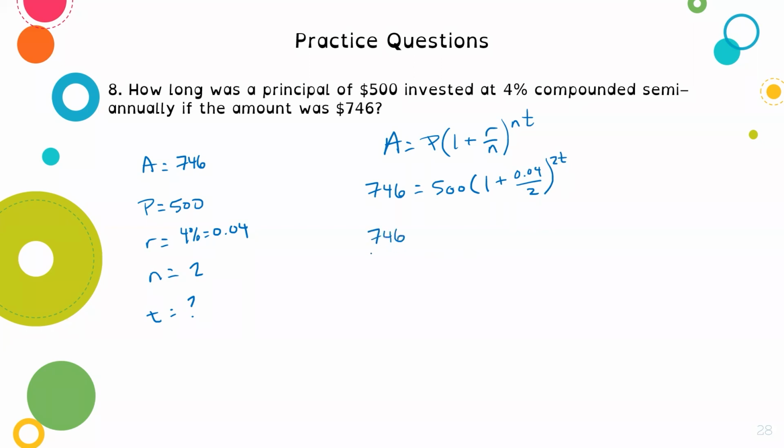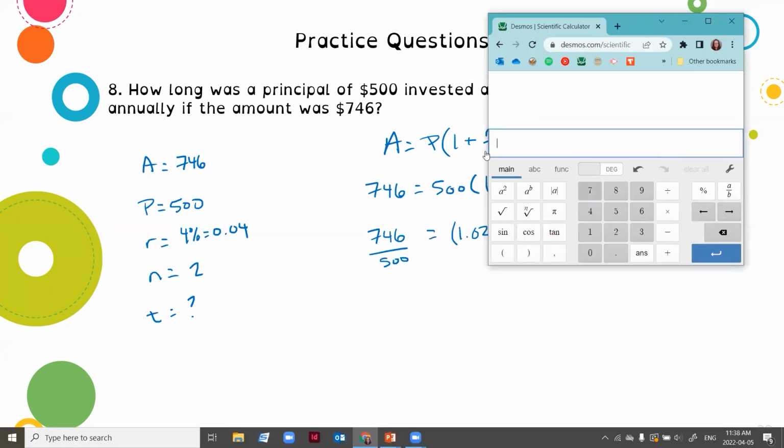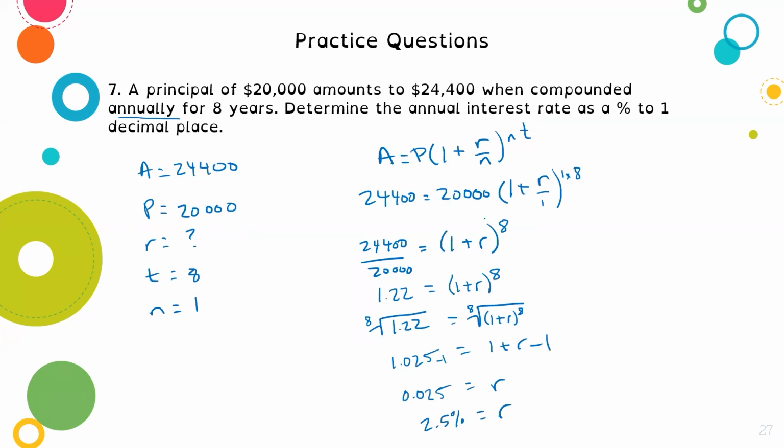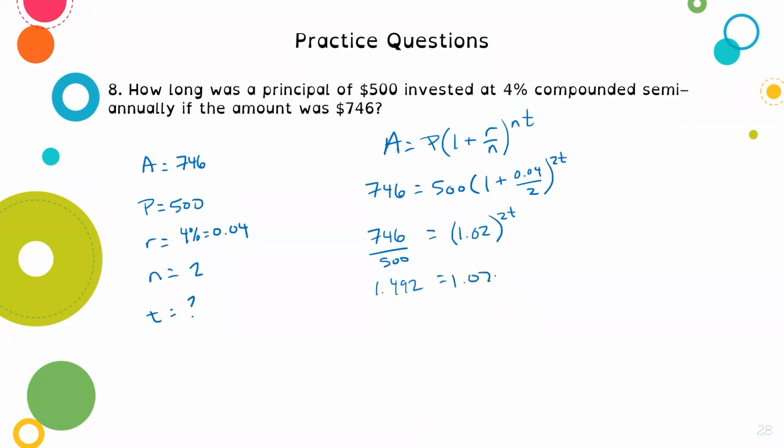So again, we do 746 divided by 500. We're trying to isolate for t. So then we can do 1 plus 0.04 divided by 2. So 0.04 divided by 2 is going to be 0.02, plus 1 is going to be 1.02, to the exponent 2t. So 746 divided by 500 is equal to 1.492. 1.492 equals 1.02 to the exponent 2t. Sorry, I don't know why I wrote that wrong.